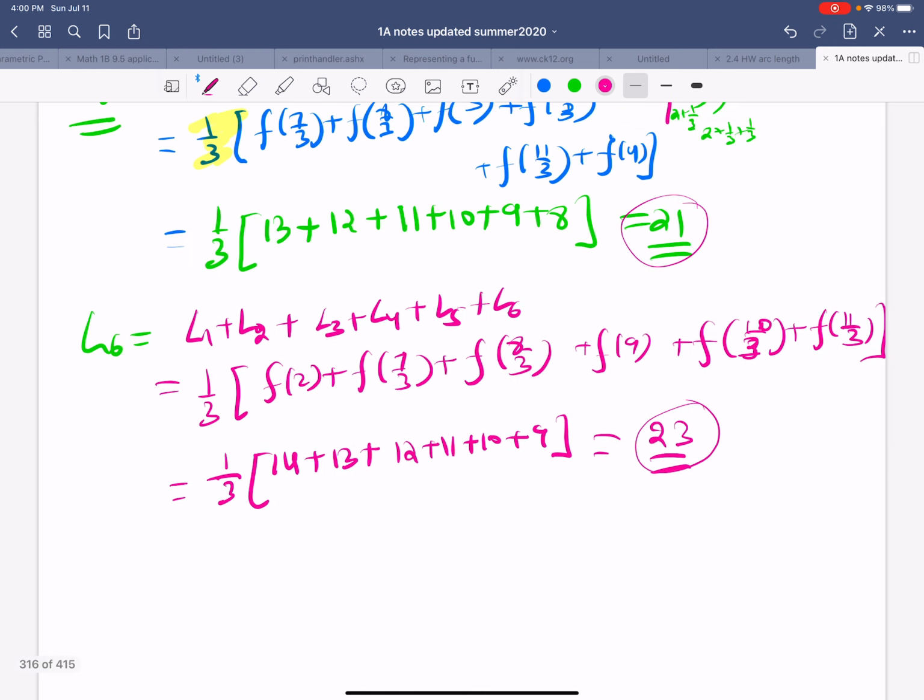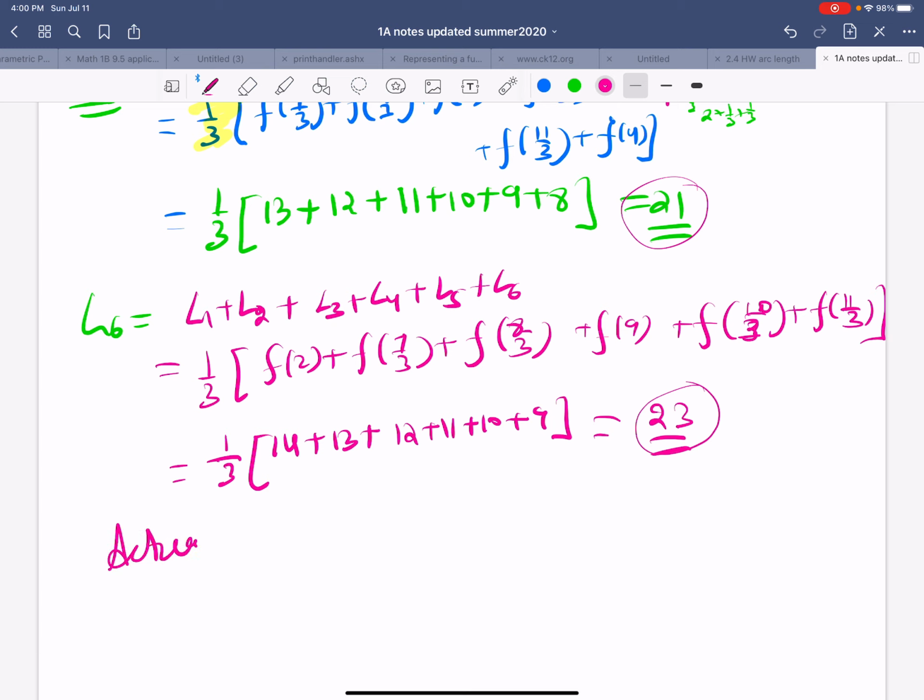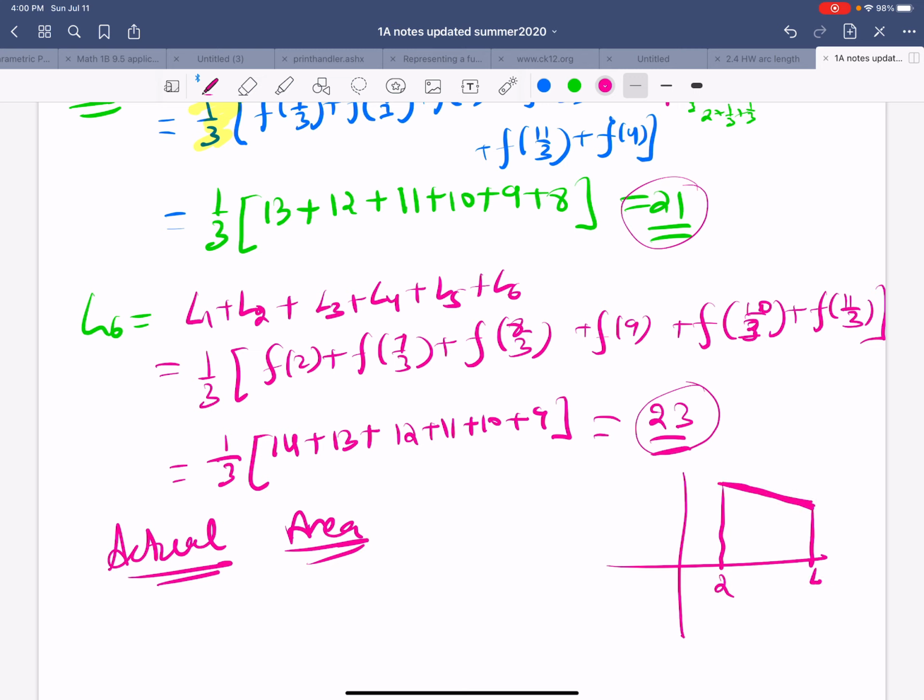Now let's see what's the actual area. Because this is a shape made with straight lines, we can find the actual area here. It looks like a trapezoid, something like this. X is 2 here, 4 here. So what's going to be the area of the trapezoid?